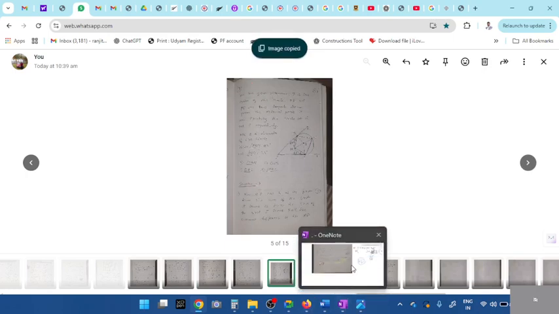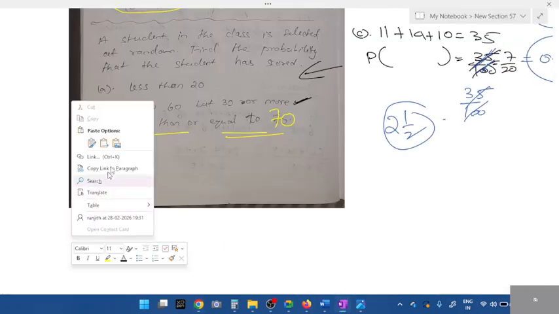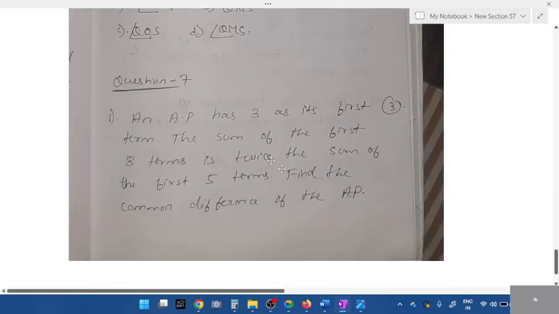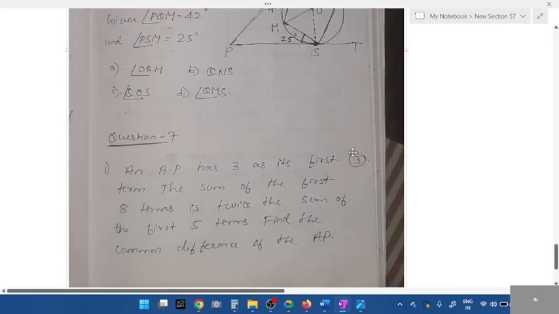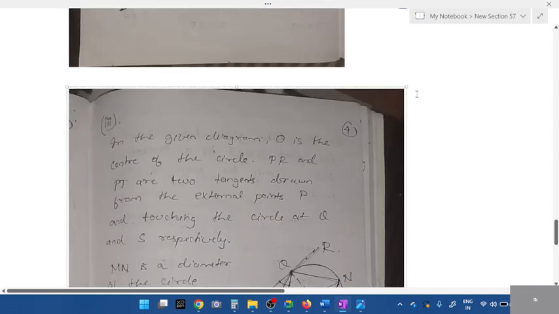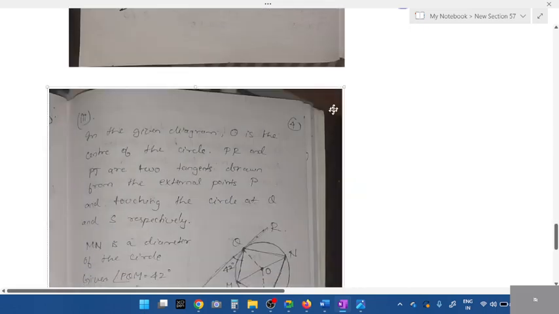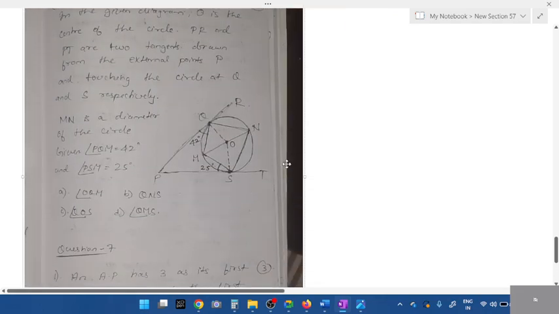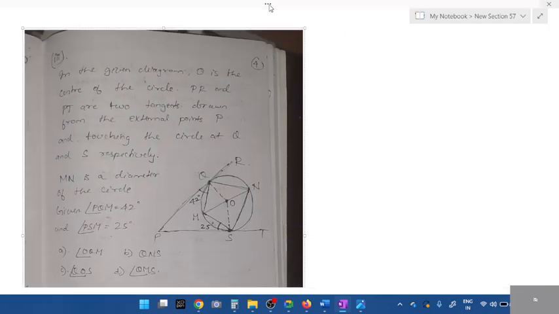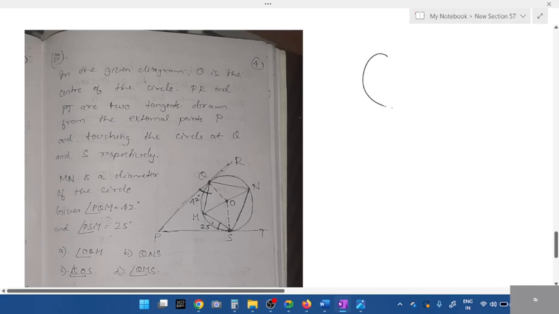How many of you tried this question? Were you able to solve this circle question? Respond. This one, actually, was an easy question, students. It was an easy question. I don't know how you all would have solved it. Tangent is given. If tangent is given, which concept can we use? Alternate segment theorem.